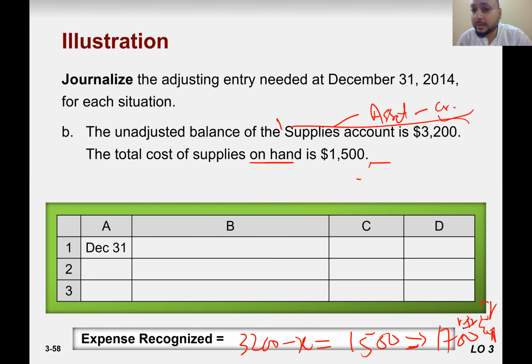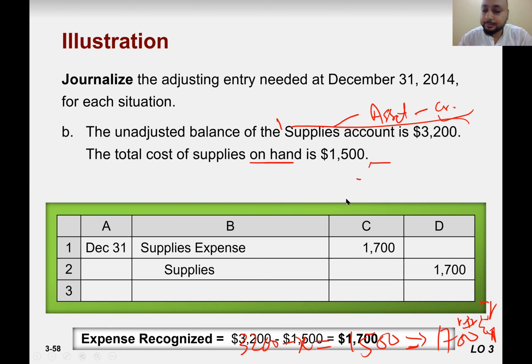So what is the name of the expense? Supplies expense, right? And what is the name of the asset that decreases? Supplies. Understand? Supplies expense to supplies. So the focus should be on expense, not supplies. So many students focus here, supplies to supplies, what's going on?